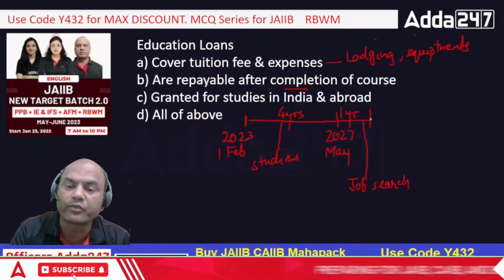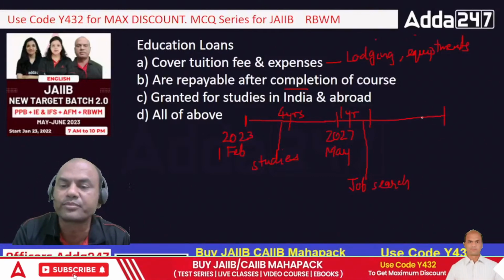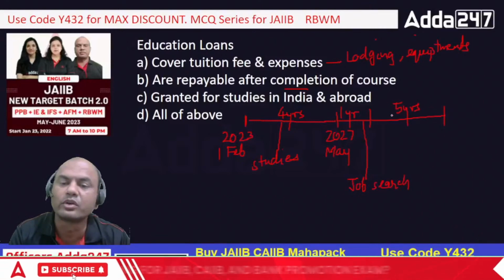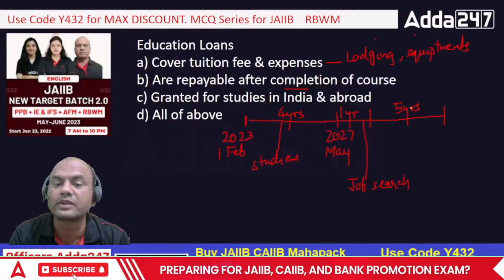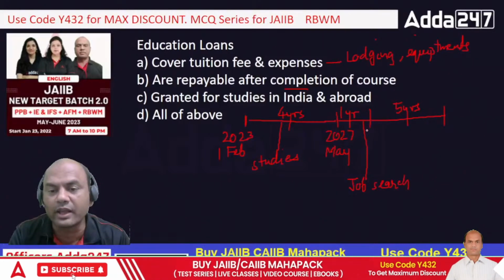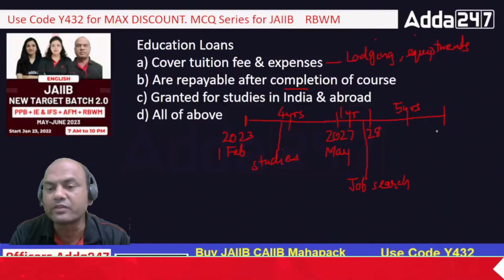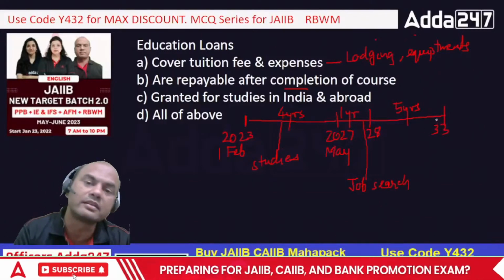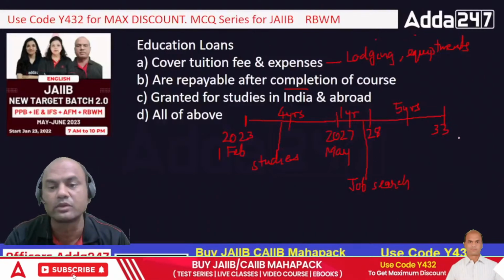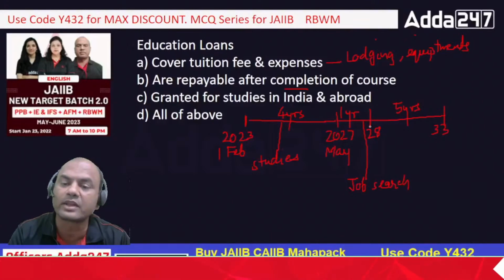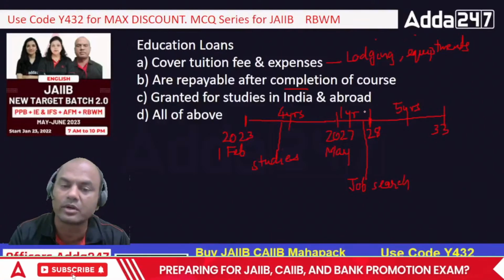And after this, it goes to 4 to 5 years, let's say 5 years. So what is the total duration of the loan? It starts from 23 to 27 to 28 plus 5, so 33. So it will go from 23 to 33. That is the way these education loans move on, and my repayment starts after this 28, after getting the job.